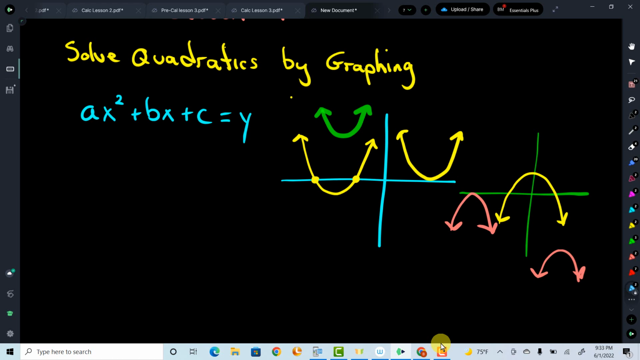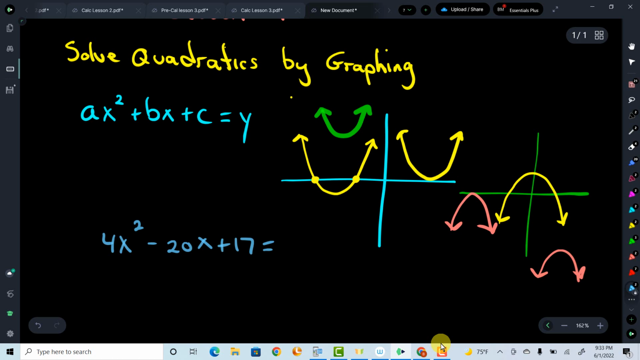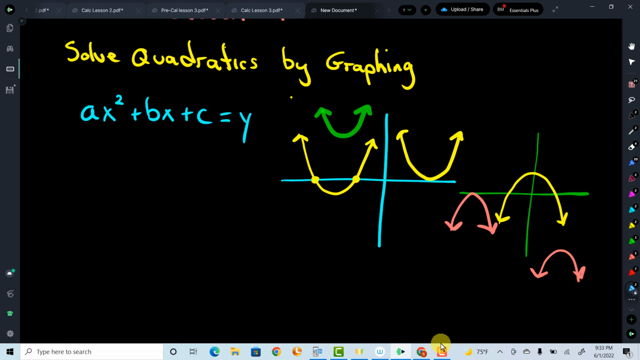Let me see if I can get a couple good ones here. Okay, so let's look at 4x squared minus 20x plus 17 equals, oh, that's a bad one to start with. I'm sorry. Let me start with a different one. Let's look at 4x squared minus 8x plus 3 equals 0.